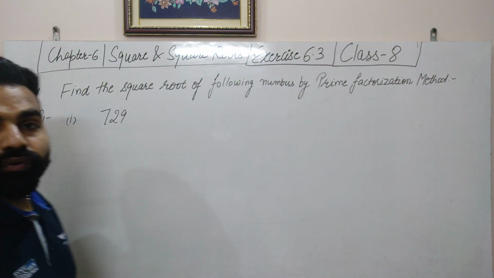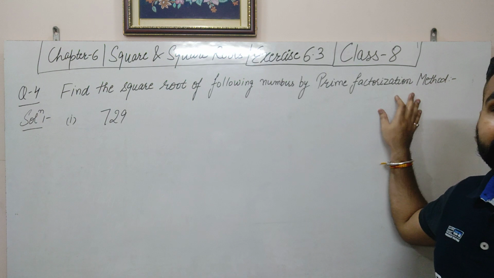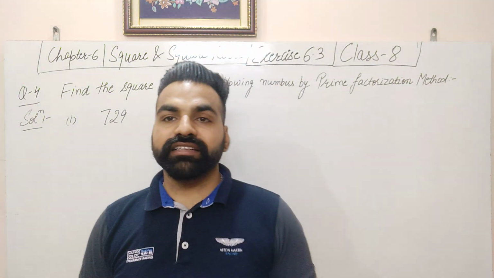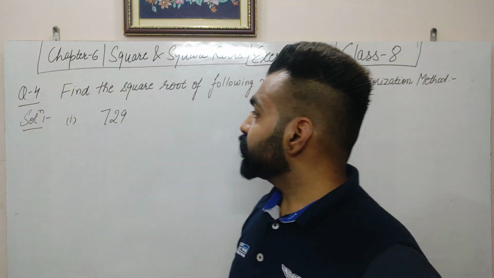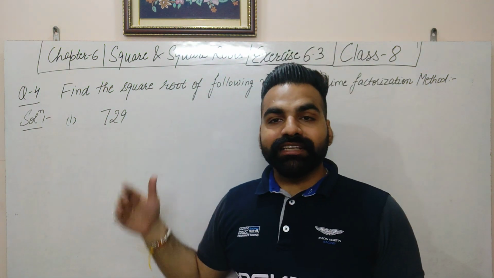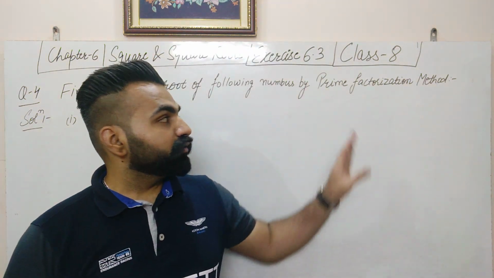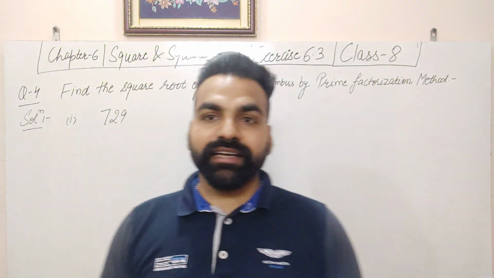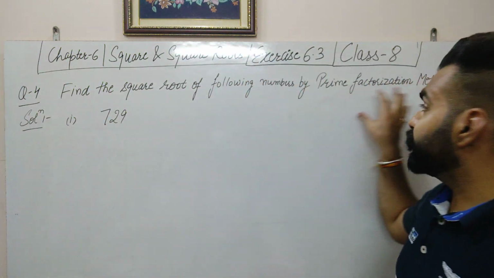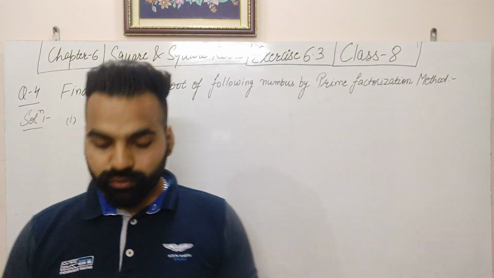Now question number 4. Find the square root of the following numbers by prime factorization method. We have all studied prime factorization in previous classes. What is prime factorization? Writing any number as the product of prime numbers is called prime factorization. One method we have already discussed, that is the repeated subtraction method. The next method is the prime factorization method, and by this method we will calculate the square root of the number.